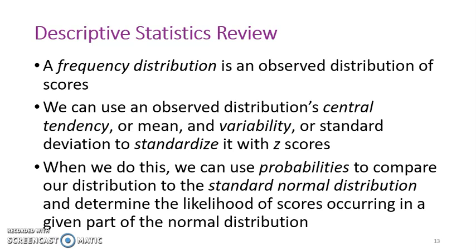So let's tie together the information from this review. A frequency distribution is an observed distribution of scores. We can use an observed distribution's central tendency, or mean, and variability, or standard deviation, to standardize it with z-scores. When we do this, we can use probabilities to compare our distribution to the standard normal distribution and determine the likelihood of scores occurring in a given part of the normal distribution.